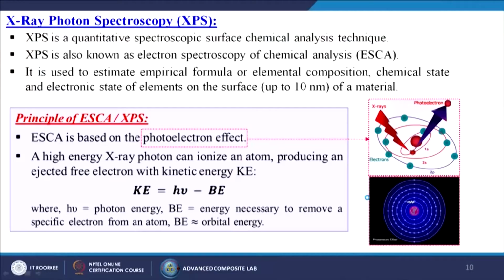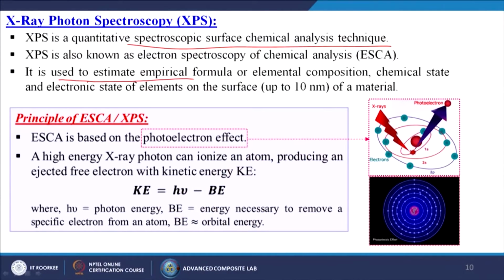Then the next one is called X-ray photoelectron spectroscopy, or maybe XPS. So, XPS is a quantitative spectroscopic surface chemical analysis technique. XPS is also known as electron spectroscopy for chemical analysis, or in short form it is called ESCA. It is used to estimate the empirical formula or elemental compositions, chemical state and electronic state of elements on the surface up to 10 nanometer of a material.